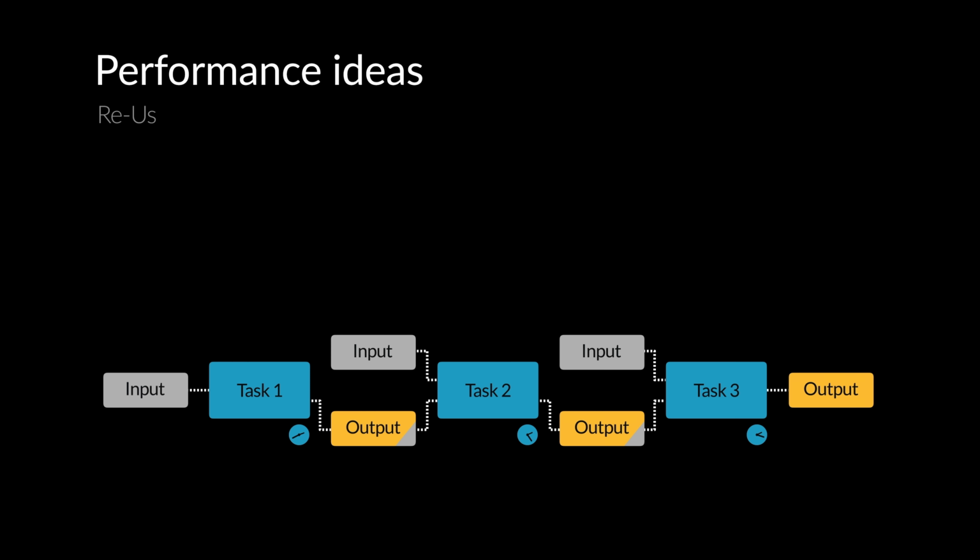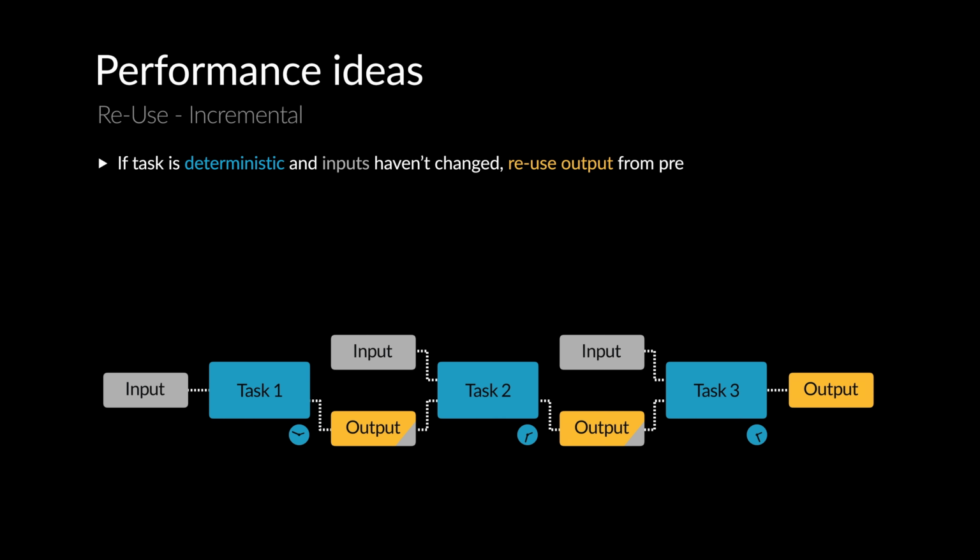They also observed that most tasks were deterministic. That is, the same inputs would always produce the same outputs. So, when a deterministic task is run, if the outputs from the previous execution are still there and the inputs haven't changed, the outputs could be reused without having to execute the action, thereby saving time.